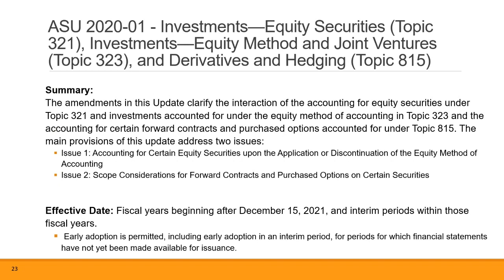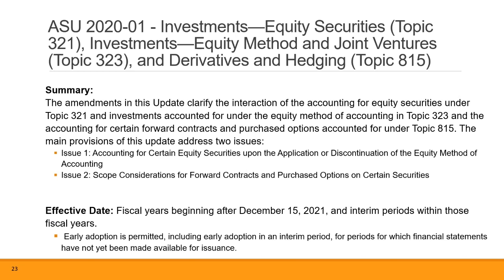Next, we have ASU 2020-01, investments, equity securities, investments, equity method and joint ventures, and derivatives and hedging. And the amendments in this update clarify the interaction of these three topics. The accounting for equity securities under topic 321, the investments accounted for under the equity method of accounting in topic 323, and the accounting for certain forward contracts and purchased options accounted for under topic 815.